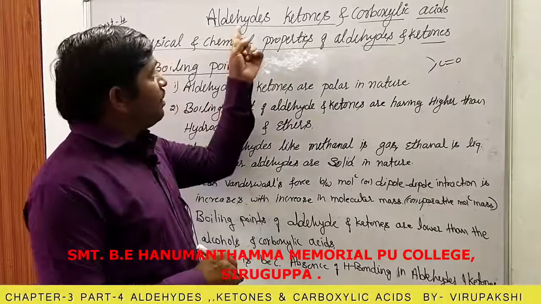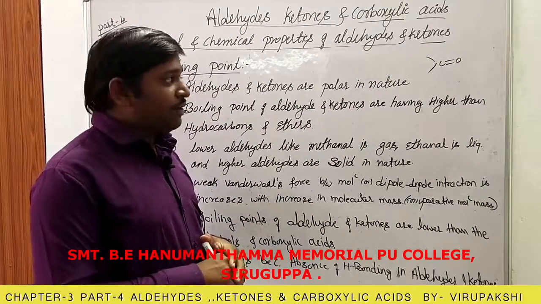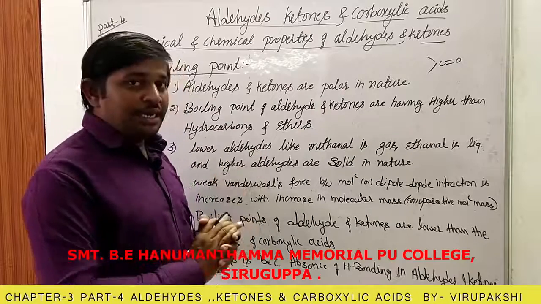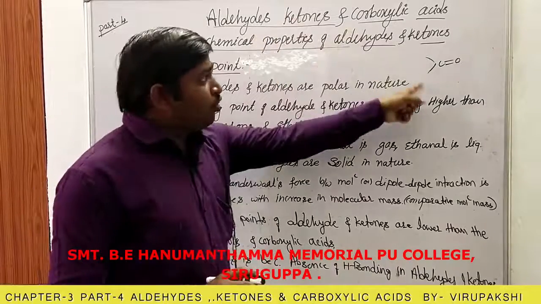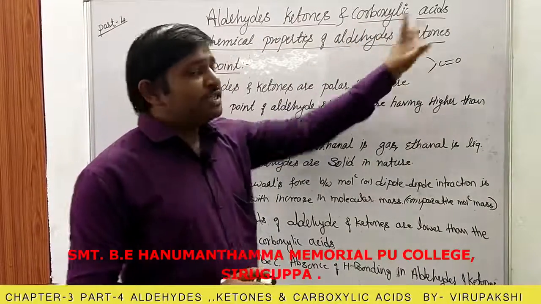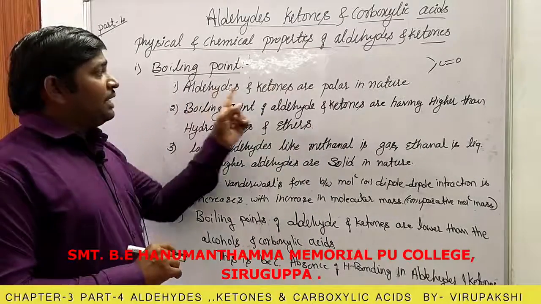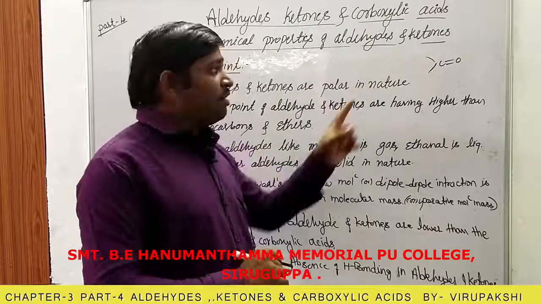In aldehydes, the two valencies are satisfied either by an alkyl group and one hydrogen atom, or by two hydrogen atoms. Such compounds are called aldehydes. Aldehydes have a carbonyl group, ketones have a carbonyl group, and carboxylic acids also have a carbonyl group. That's why we can say that aldehydes and ketones are polar in nature, because they contain the carbonyl group.